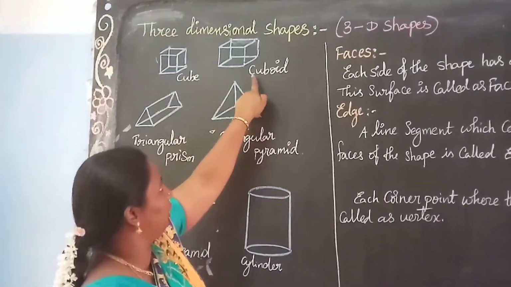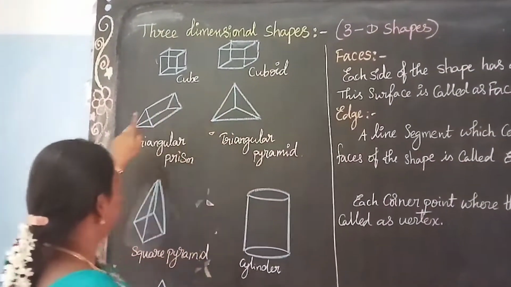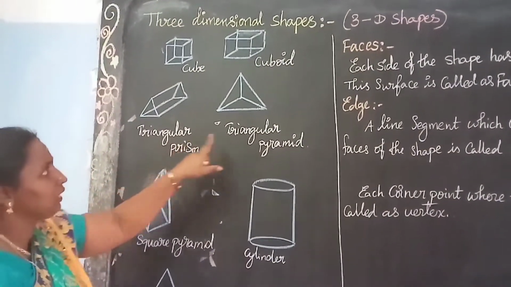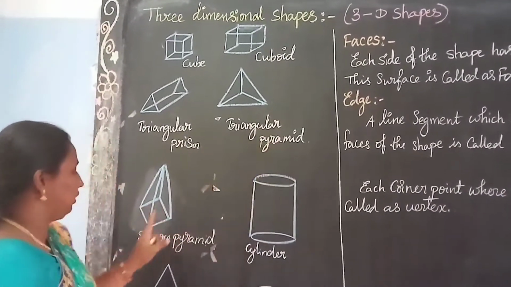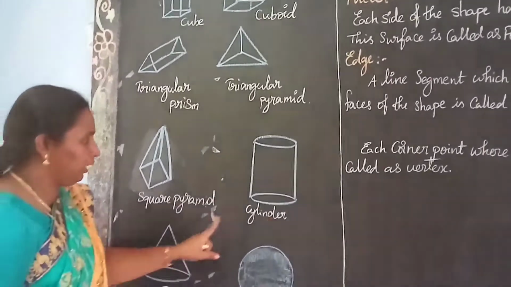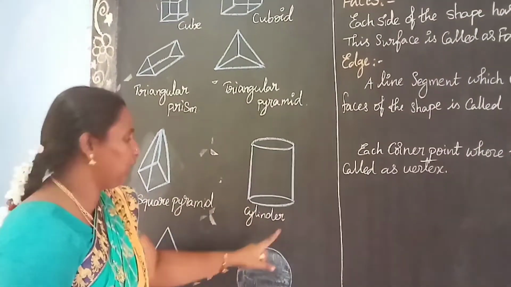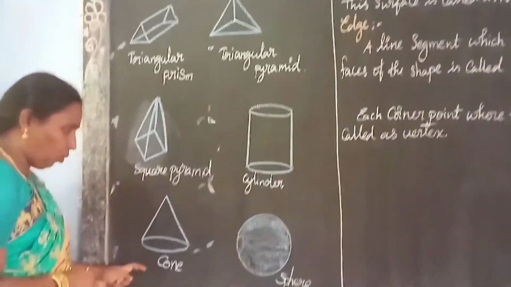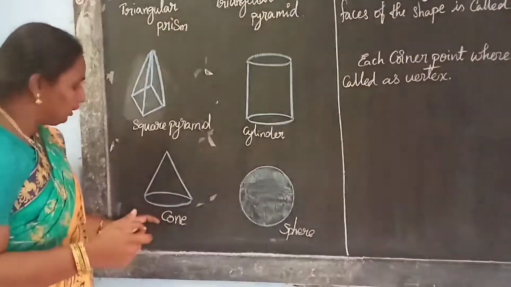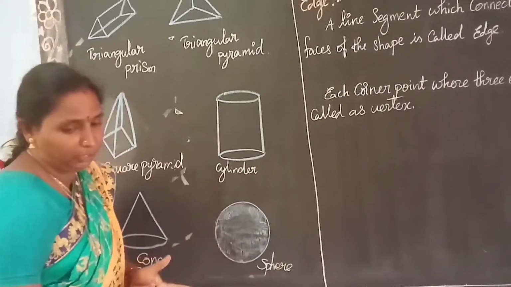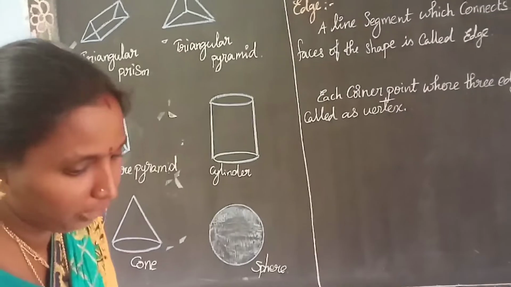Next 3D shape is cuboid, then triangular prism, triangular pyramid, this one is square pyramid, this one is cylinder, I think you already know, this is cone, this is an ice cream cone, so cone, this is sphere. Now I will show those figures to you.